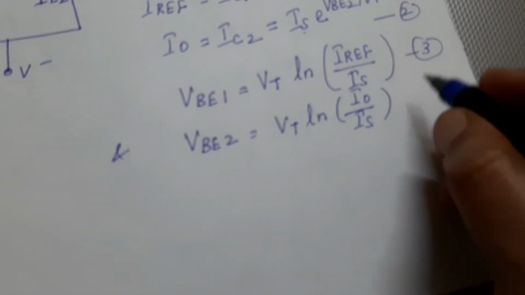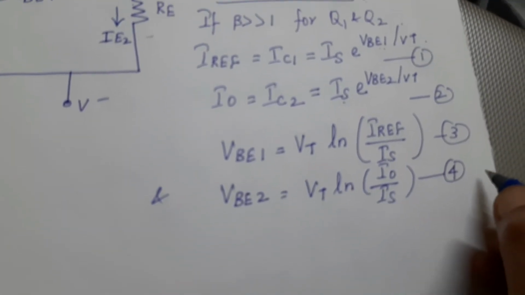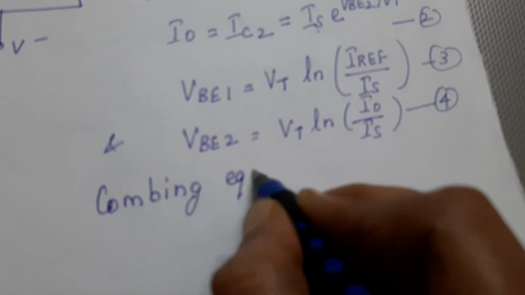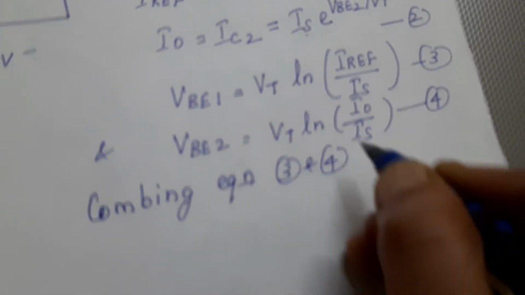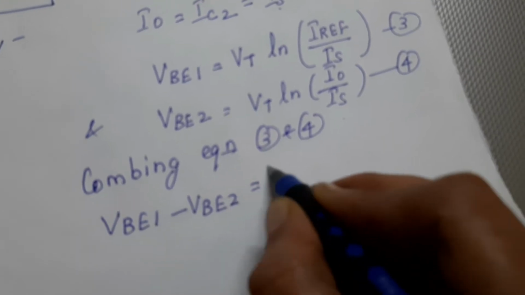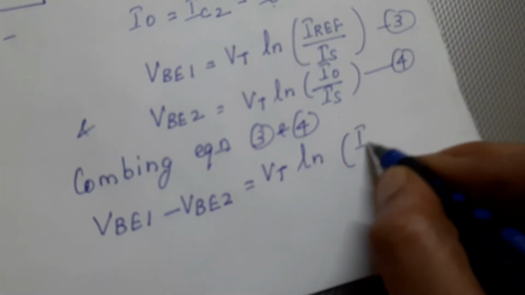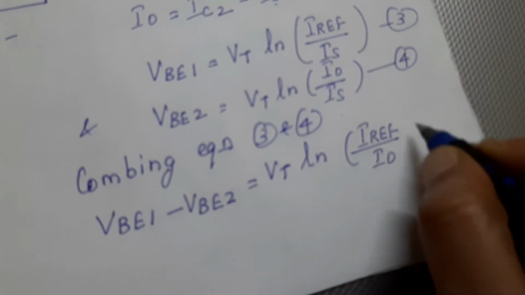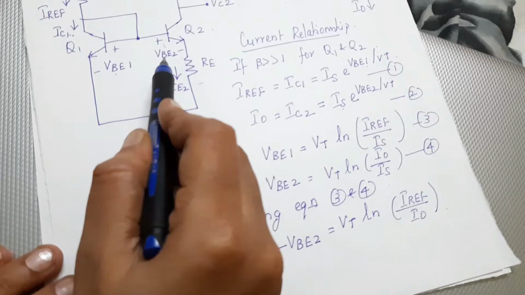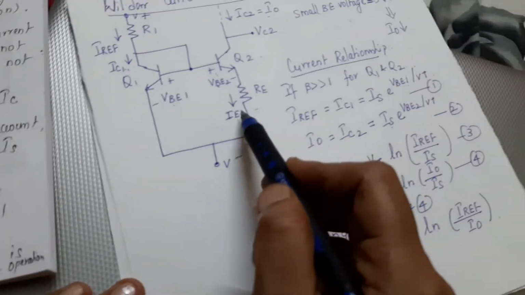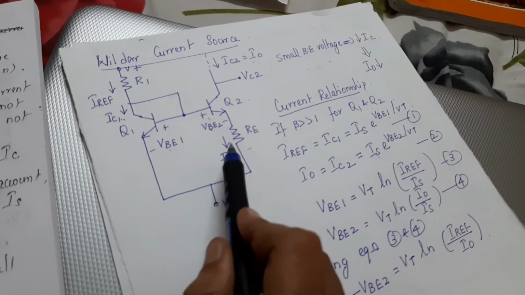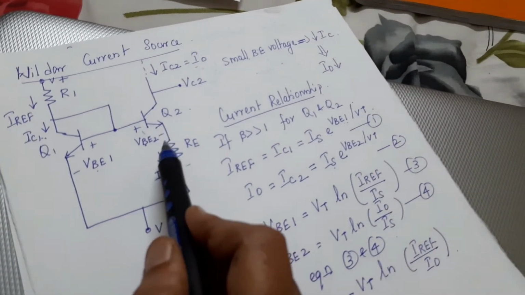Solving equations 1 and 2, I get my equations 3 and 4. Combining equations 3 and 4, VBE1 minus VBE2 is equal to VT ln of I reference divided by I naught. From the circuit, VBE1 minus VBE2 is nothing but the drop across the resistor RE.